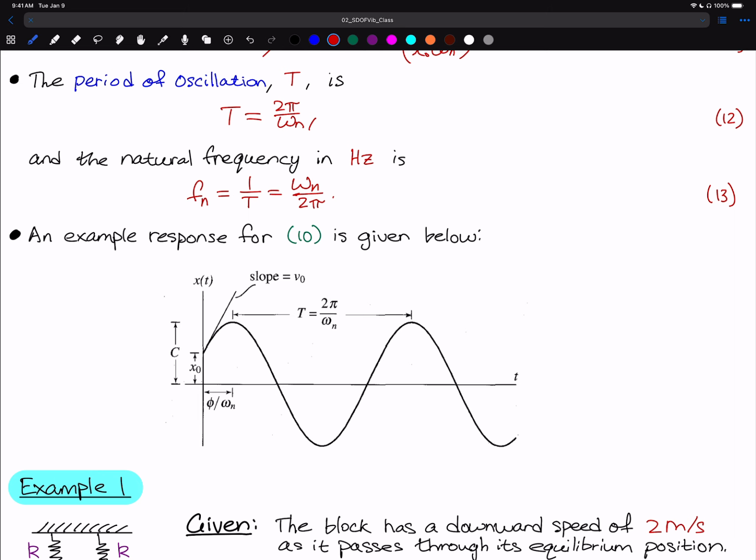So in the US, when we discuss natural frequencies, we often will use hertz, and I personally find this to be a more intuitive interpretation of natural frequency because it tells me how many cycles per second I should expect. But in Europe, often these are reported in radians per second, but they're equivalent, and it's important to be able to use both and understand the difference between them.